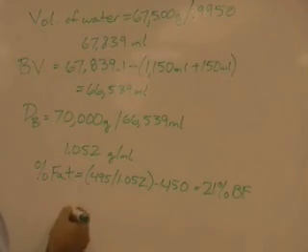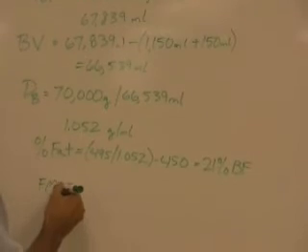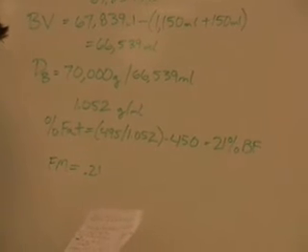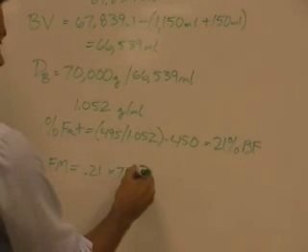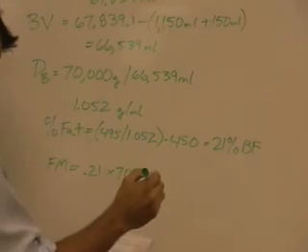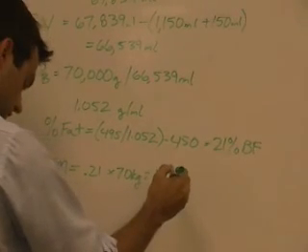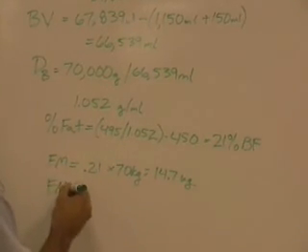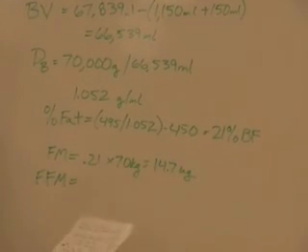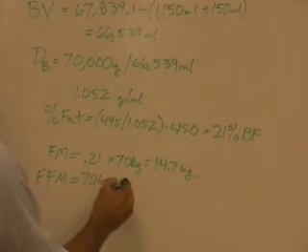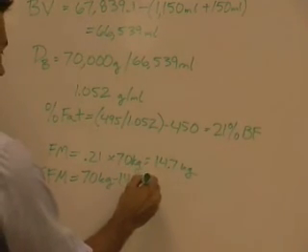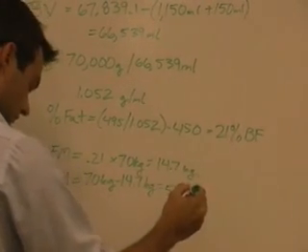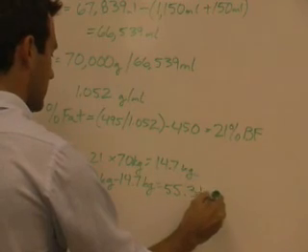And then again, from this you can very easily calculate fat mass and fat-free mass. So we'll take 21% of the overall body weight, or body mass. So fat mass equals 14.7 kilograms. And fat-free mass, therefore, equals 55.3 kilograms.